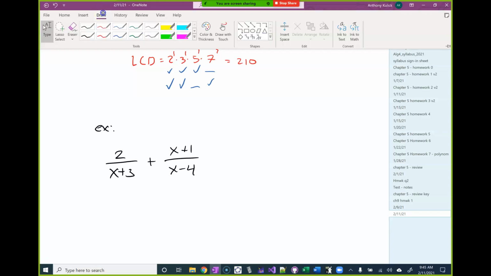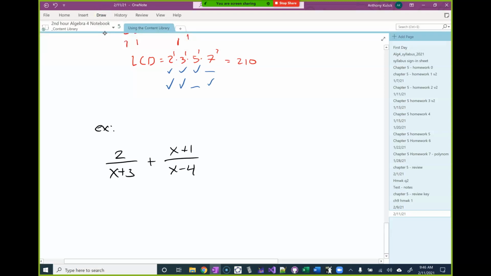Say we have 2 over x plus 3 plus x minus 1 over x minus 4. We start by factoring the denominators. Can I factor x plus 3 anymore? No. So that's done. I'm just going to put a parenthesis around it to indicate to myself that it's done factoring. How about the x minus 4? Nothing more I can do with that either.